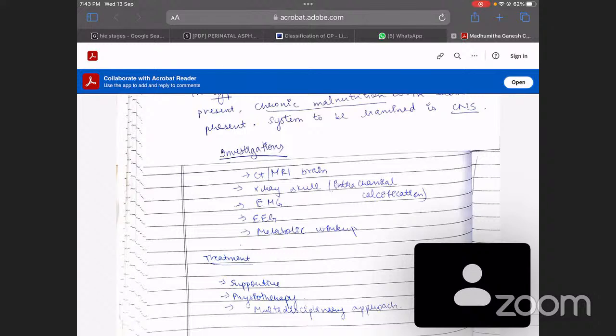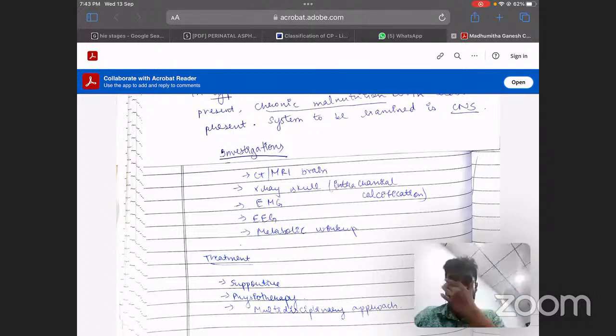So finally, we will end with the treatment. What treatment modalities will you be doing? Mostly for a CP child, it's a multidisciplinary approach and physiotherapy. Very good. Multidisciplinary because we would need a child psychologist, ophthalmologist, ENT specialist, and a social worker. We would also need an occupational therapist, and speech therapy can be included as well.